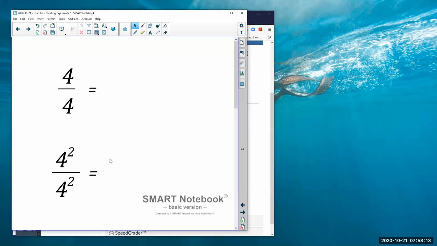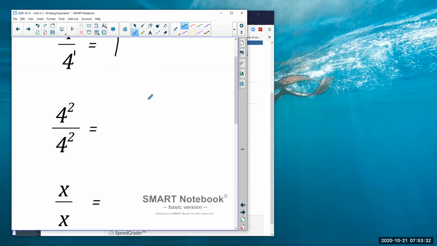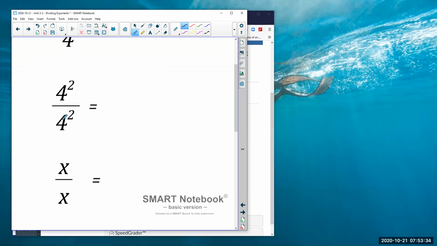So just to clarify, we're talking about dividing things, right? When we have something divided by itself, that's always 1. So 4 divided by 4 is 1. Think about this in terms of exponents. This is 4 to the first and 4 to the first. So this is a 4 divided by a 4, and that's going to be 1. All right, pretty straightforward. 4 squared over 4 squared.